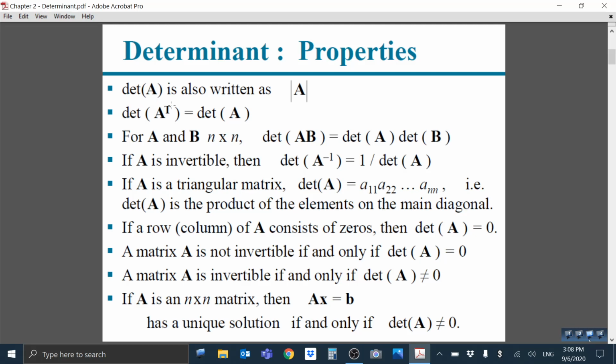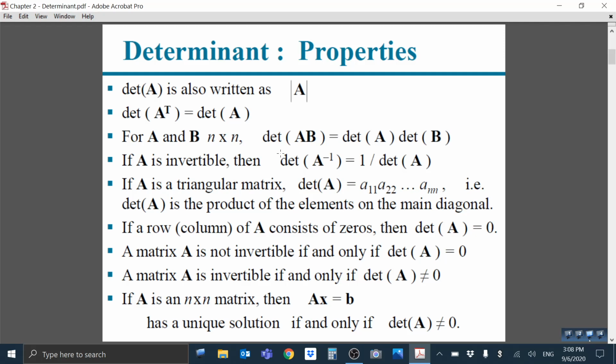Important property, determinant of the matrix A is equal to determinant of its transpose. So that's something to remember. All these properties are very important and you need to learn them. So if I have two square matrices of the same size, n by n, then the product of the matrices AB is defined. And then the determinant of the product is the product of determinants. So that's a very important property.